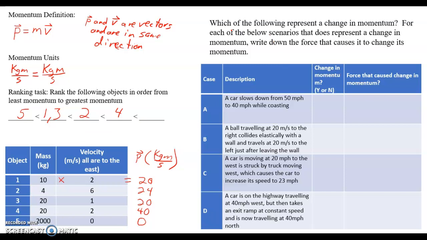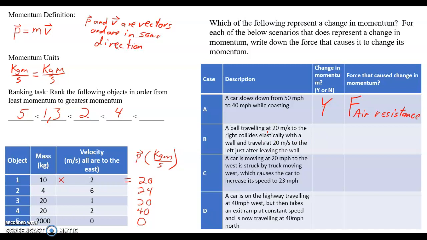Now we'll look over here. Which of the following represent a change in momentum? And then for each of the scenarios that does represent a change in momentum, let's see if we can identify what force is causing it to change its momentum. All right, so there's a car which has some mass, and it's slowing down from 50 miles per hour to 40 miles per hour, and that is definitely a change in momentum. Well, what's causing that car to slow down? Probably air resistance or some internal friction. And so for simplicity, we can say the force of air resistance.